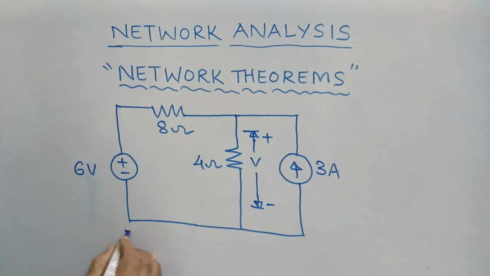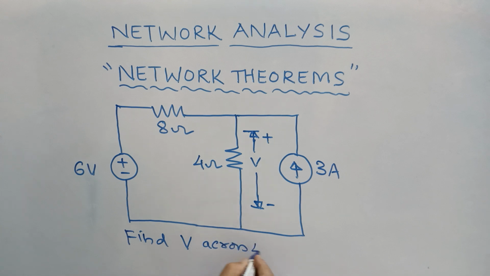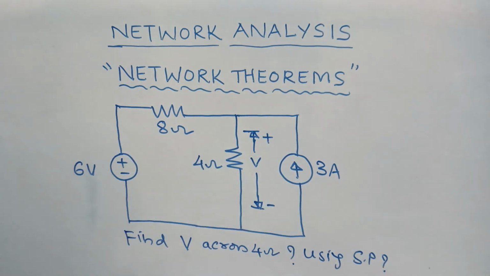Find the voltage V across the 4 ohm resistor using the superposition theorem. This is a simple problem.